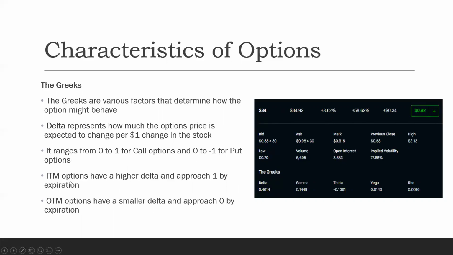Okay, in the money options have a higher delta and they approach 1 by expiration date, because on expiration date the way an option behaves is for every dollar it goes up, your delta would have to be 1 because the price of the option would change by $1. Okay, out of the money options have a smaller delta and they approach 0 by expiration.